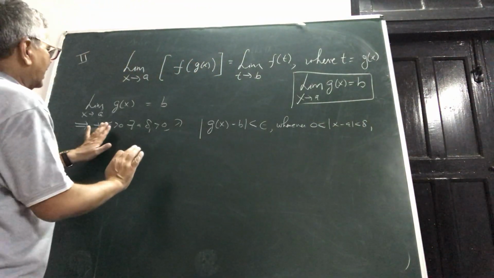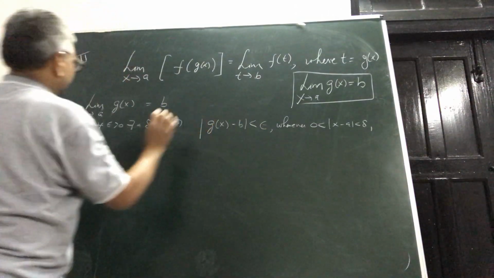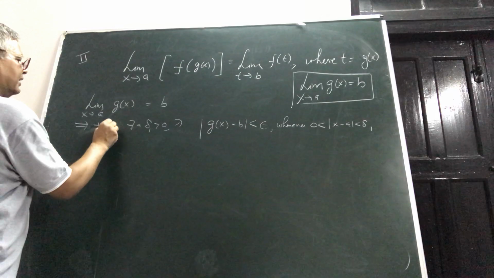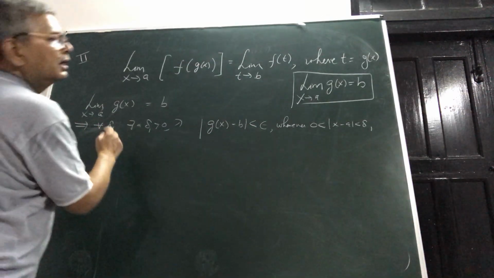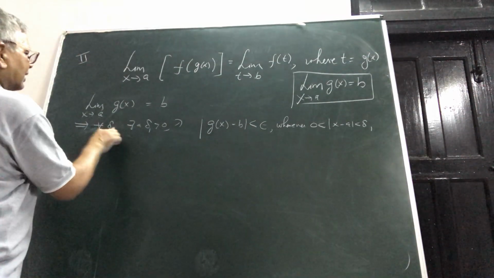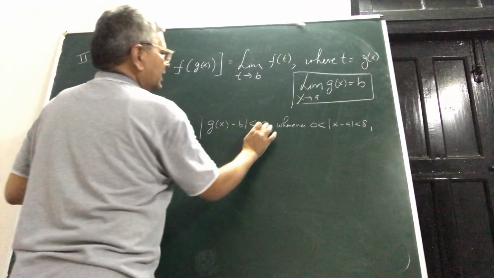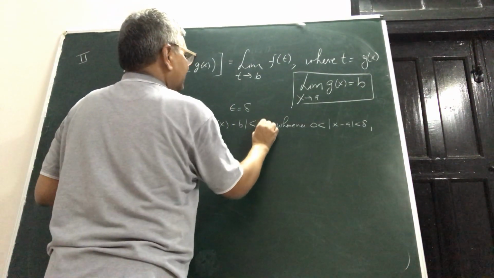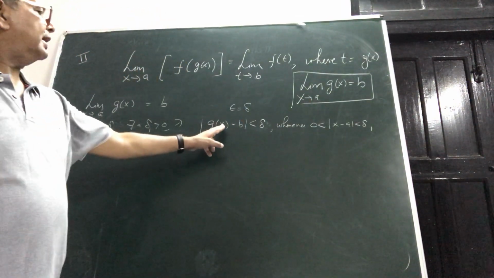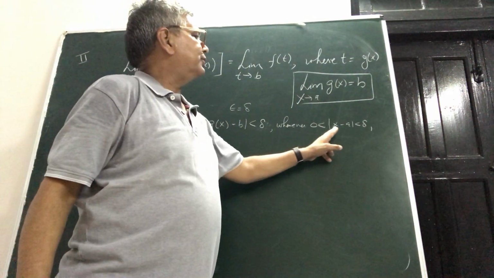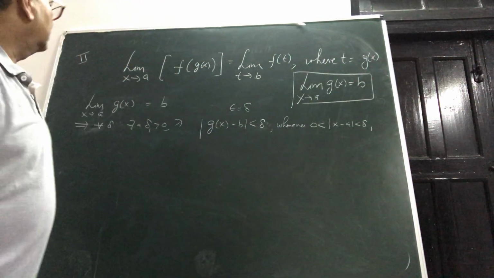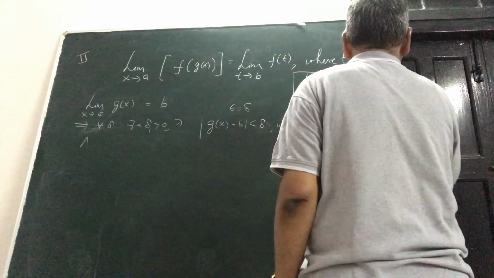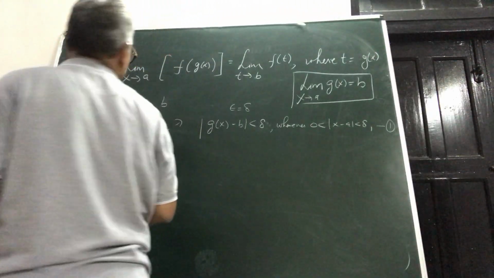Here, epsilon is arbitrary, and now I will be assigning the value delta 1. I have taken delta 1, so let epsilon be equal to delta. So mod g(x) minus b is less than delta whenever 0 is less than mod x minus a is less than delta 1. So this is result 1.